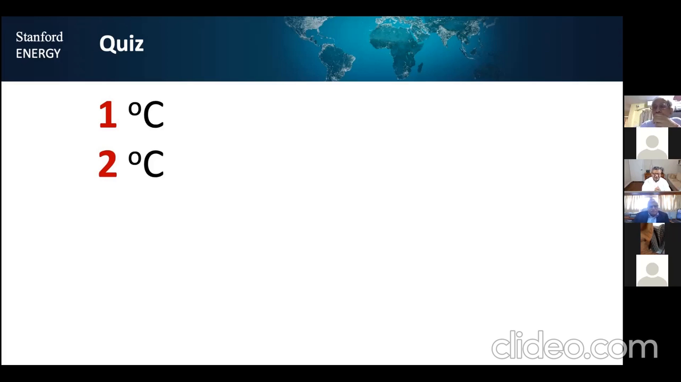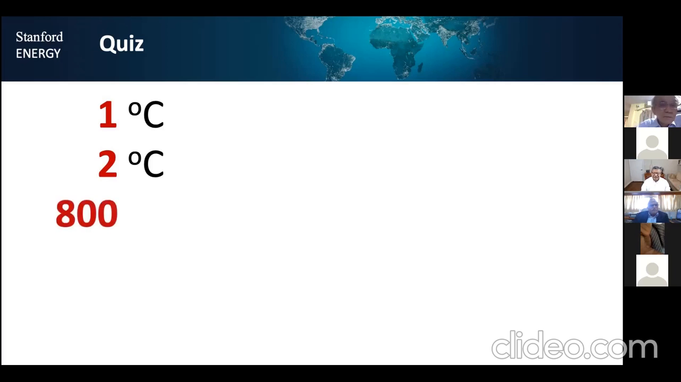This is 2 degrees Celsius, because we know if the weather extremes at 1 degree are so bad, 2 degrees can be terrible. And we really cannot predict what the 2 degree weather extremes are going to be, the heat waves, but we know that they're going to be worse than what it is for 1 degree.